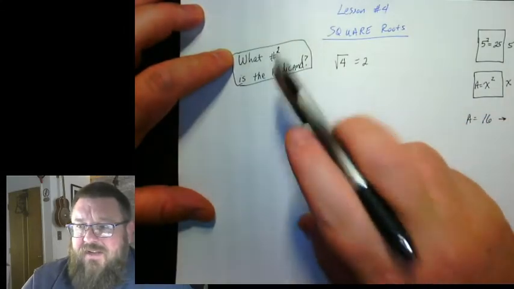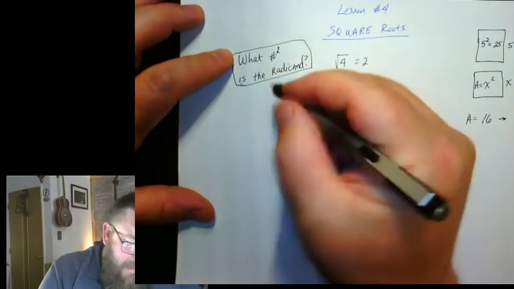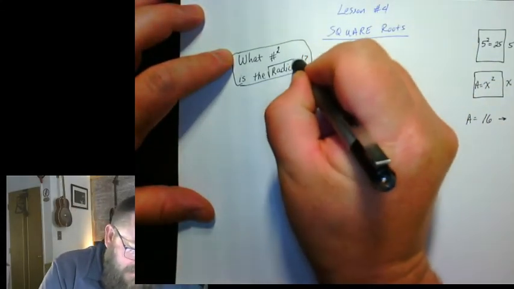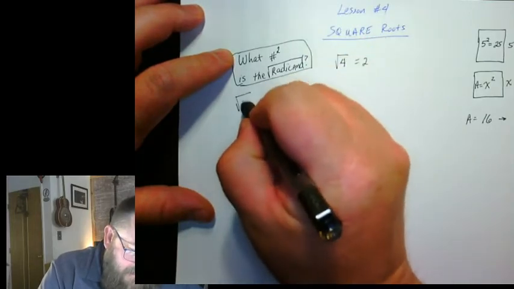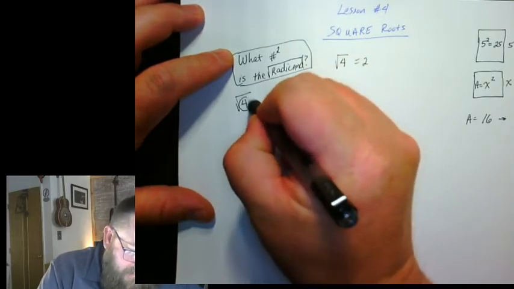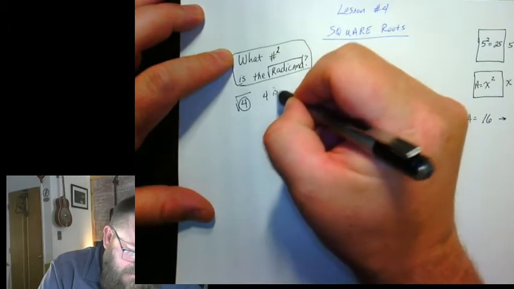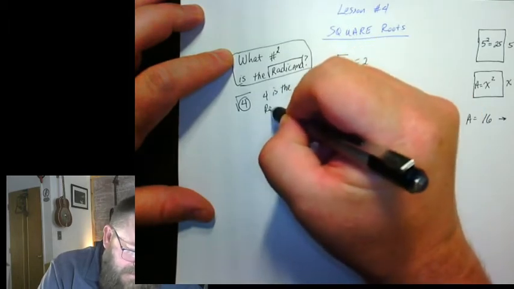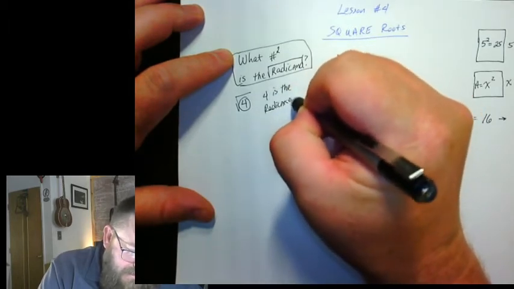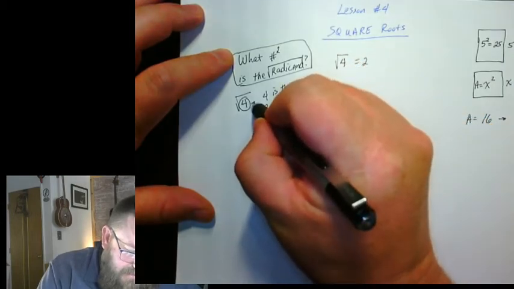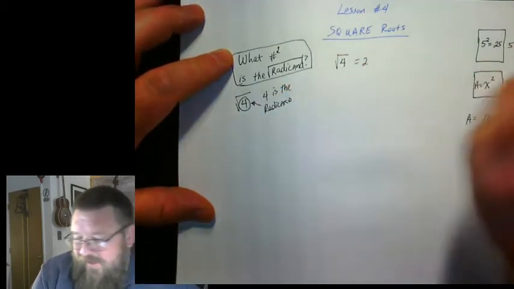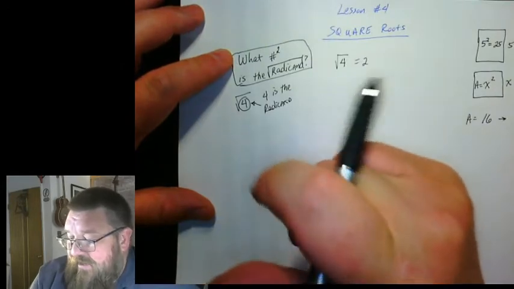So anyway, let's get back to it here, shall we? So what squared is the radicand? The radicand is the thing inside the square root. So 4 here is the radicand. That's like the area. It's the number inside the square root. So they're saying, what squared is the radicand?